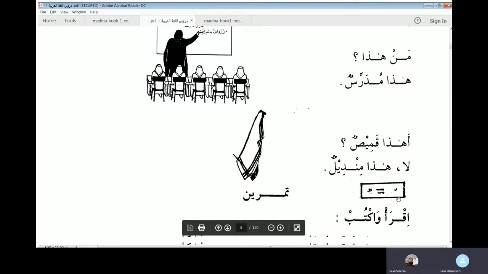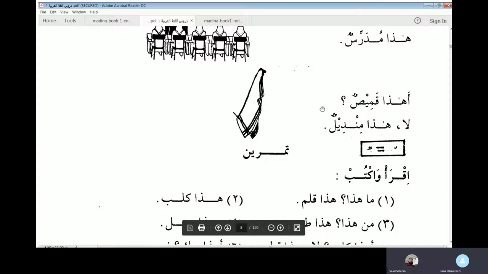Ahaza khamisun. Is this a shirt? La, no. Haza mindilun. This is a handkerchief. Good. And remember that haza is used only for masculine things. Okay? Okay.